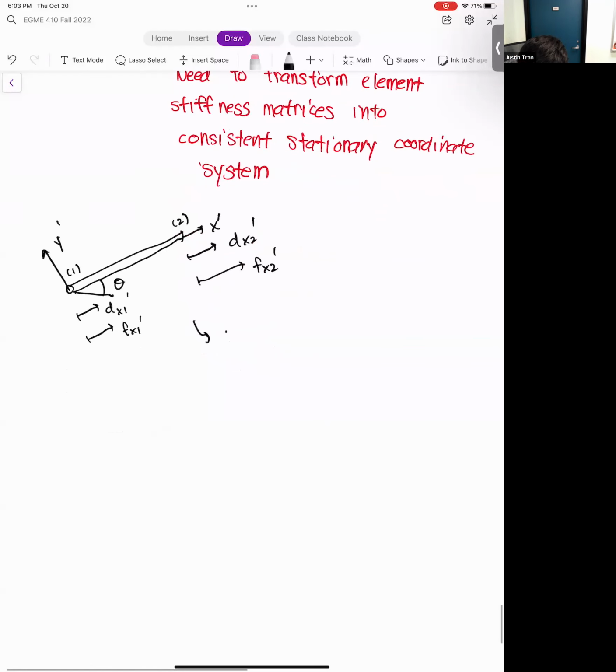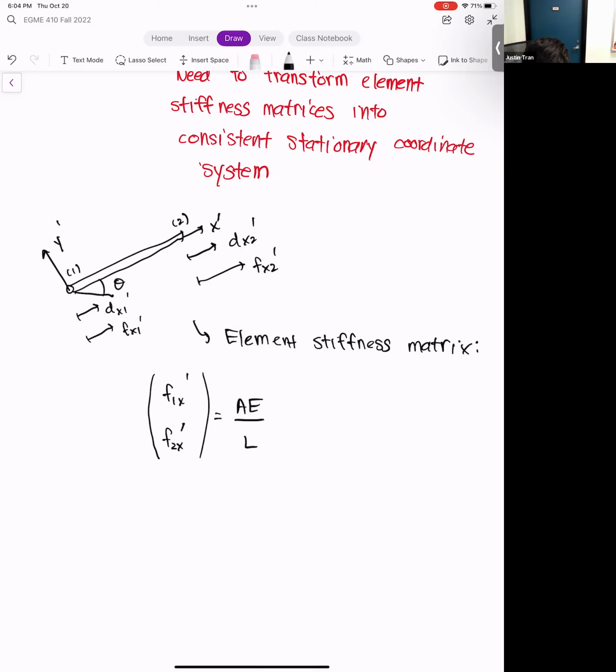And so the element stiffness matrix for this element would be F1 x prime, F2 x prime is equal to AE over L times 1 minus 1 minus 1, 1 times d1 x prime, d2 x prime. Everything is in terms of the local coordinate system, because that's all we know so far. We only know how to form element stiffness matrices in systems that are local to the element.